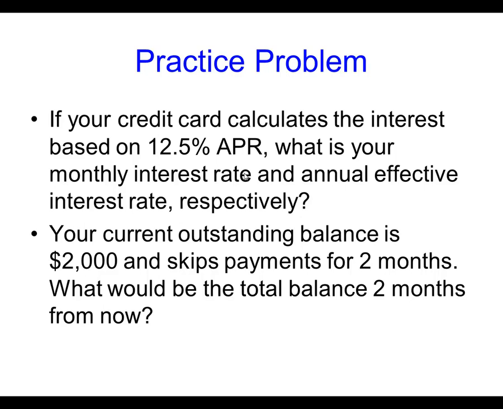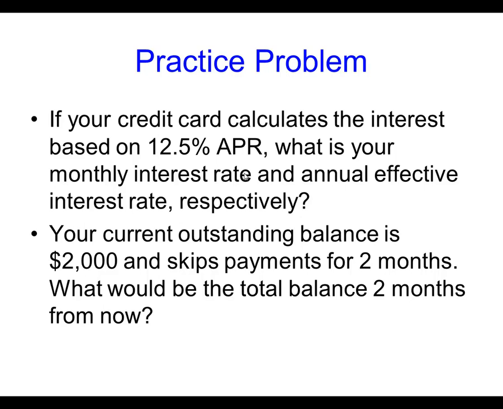Let's look at the following example. If your credit card calculates the interest based on 12.5% APR, what's the monthly interest rate and the annual effective interest rate respectively? Remember that first we need to calculate the monthly rate, which can be done by dividing the APR, the 12.5%, by 12 months. So the monthly interest rate will equal 1.0417%. Divide 12.5% by 12, and you will get 1.0417%.